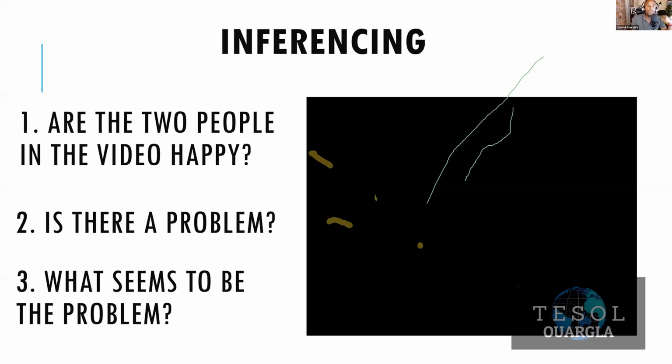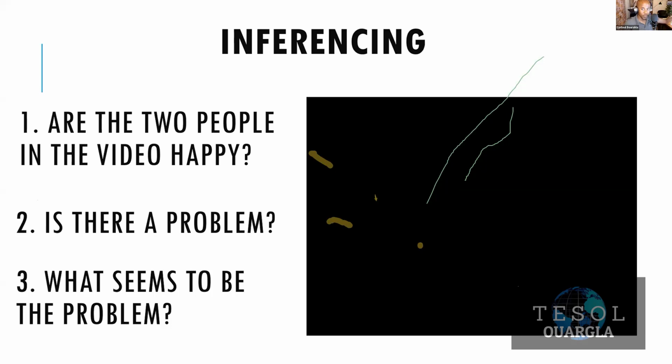And here we are inferring. So what is to infer? This particular inference is using facial expressions and body language and hand movements to guess the meaning which is conveyed by the speaker. So are the two people in the video happy? Write down, please. Yes. Are they happy? No, of course not. Is there a problem? Of course, yes. What seems to be the problem?